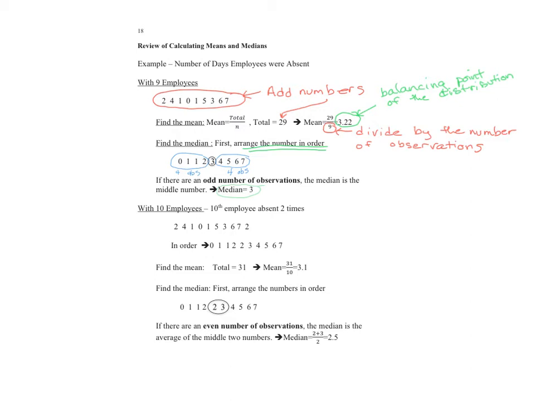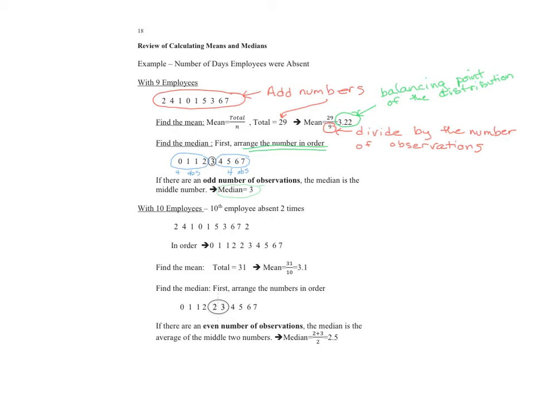So to look at what we do if there's an even number of observations, let's imagine there were instead 10 employees, and that 10th employee was absent 2 times. Now if we arrange them in order, we have this. Our new total is now 31. So the mean is 31 divided by 10, because that's the number of observations now, and so the new mean is 3.1.